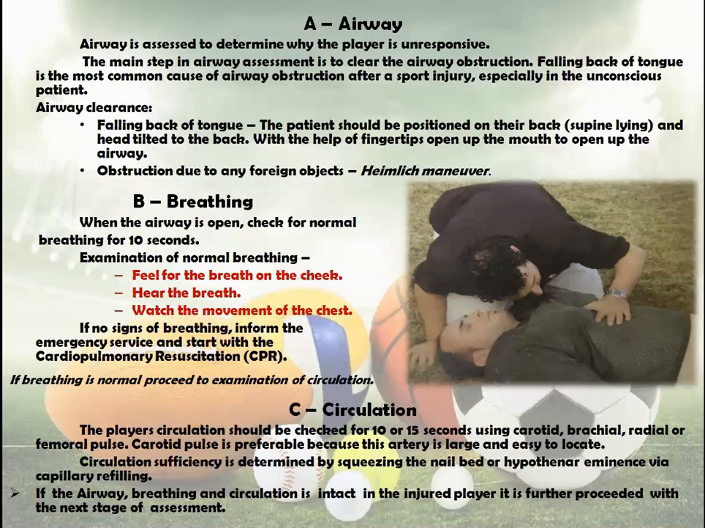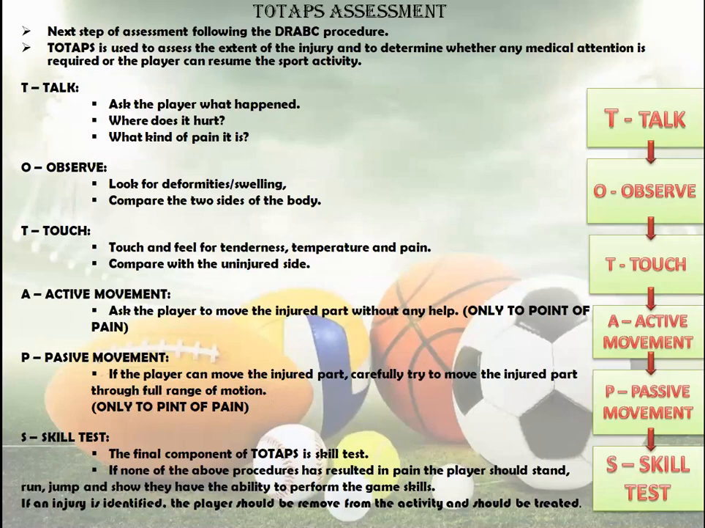It is not necessary to perform this procedure in soft tissue or hard tissue injury, but it is used mainly in case of sudden collapse of the player during a sports injury. Next is the TOTAPS assessment, the secondary assessment. The TOTAPS assessment is the commonly used format of on-field sports injury assessment, which helps the therapist to decide whether any treatment is needed or the player can resume sports activity.